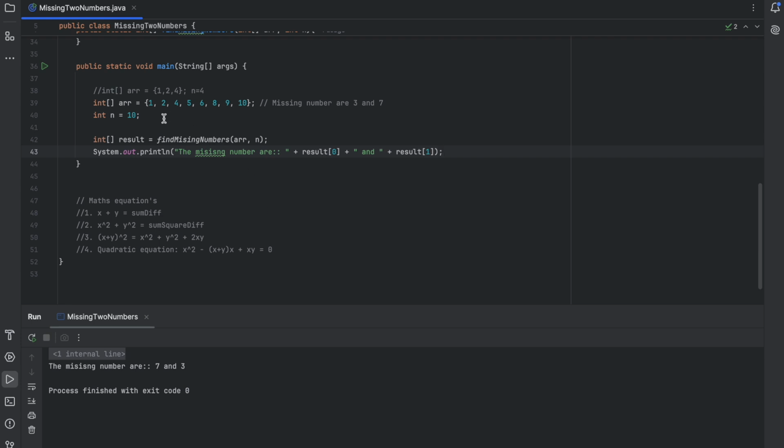Perfect. So you can see that the missing numbers are 3, which is not here, and 7, which is not here. Now let us also test whether it is actually working or not. Just put 3 back and then remove our 2. And let us add 7 back and then remove our 8 and see whether it will print 2 and 8. It should print 2 and 8.